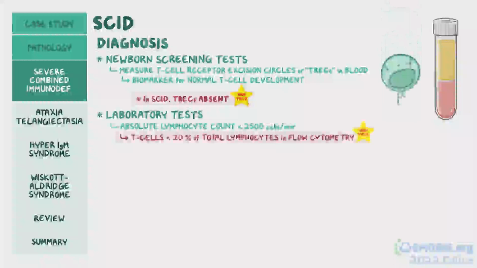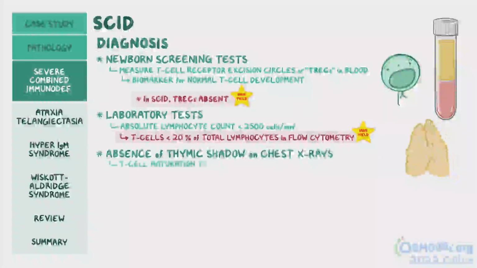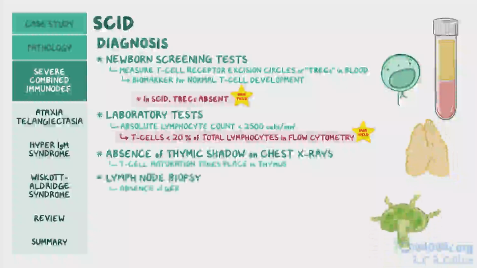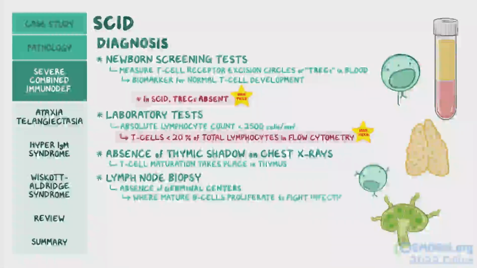Additional findings can include absence of thymic shadow on chest X-rays, as T-cell maturation normally takes place in the thymus. A lymph node biopsy shows absence of germinal centers, which is where mature B cells would normally proliferate to fight infections. Finally, to identify the specific form of SCID, genetic testing can be performed to look for the mutated gene.